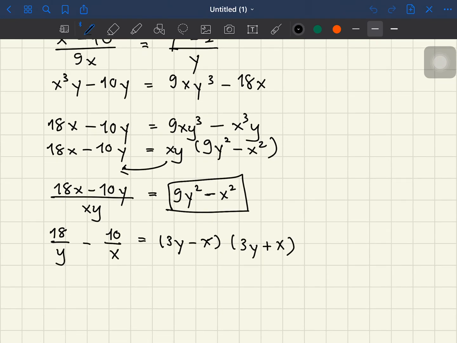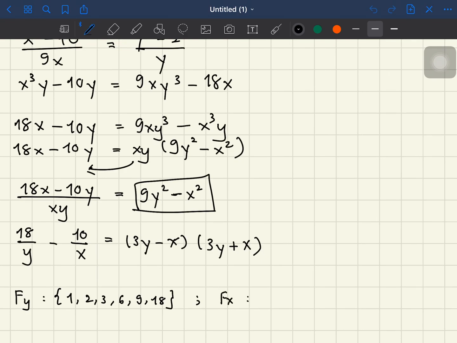As you can see, this is a mathematical competition, so it's only valid for real numbers to exist in the solutions of x and y. So we need to think about what numbers x and y can be. We think that they are among the factors of the numerator, which are 18 and 10. So for y, it can be any one of the factors of 18. Let's list them out: 1, 2, 3, 6, 9, and 18. And then for x, the factors are 1, 2, 5, and 10.